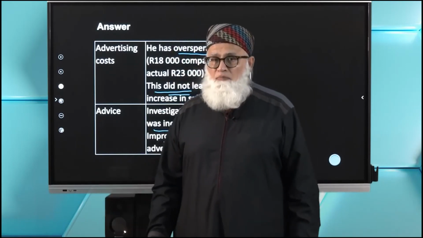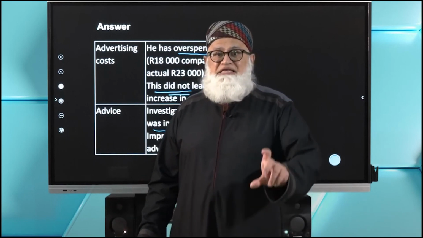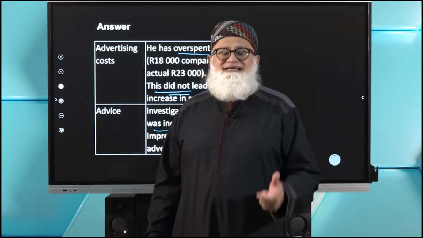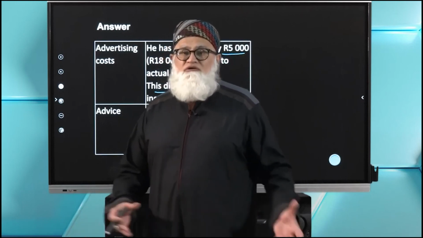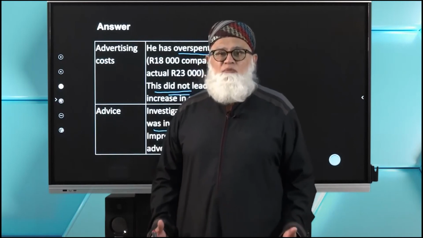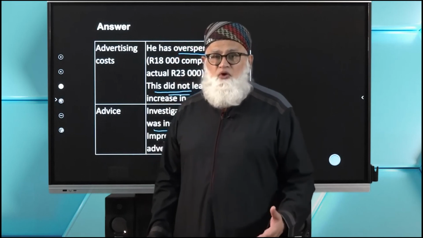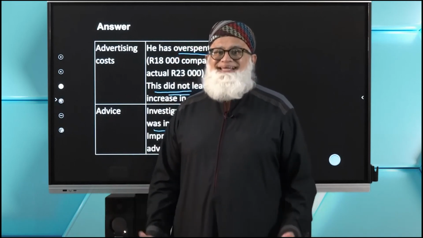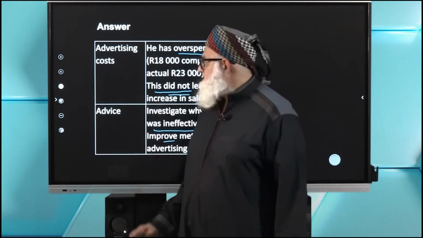We're overspending our budget, which is what we call a negative variance. And even though we have a negative variance, clearly you can see it did not improve my sales. So on the contrary, if you had overspent your budget, but it resulted in a substantial increase in your sales, then you can justify overspending your budget. But clearly in this case, this cannot be the case because although you overspent your budget, it resulted in a decrease of your sales.